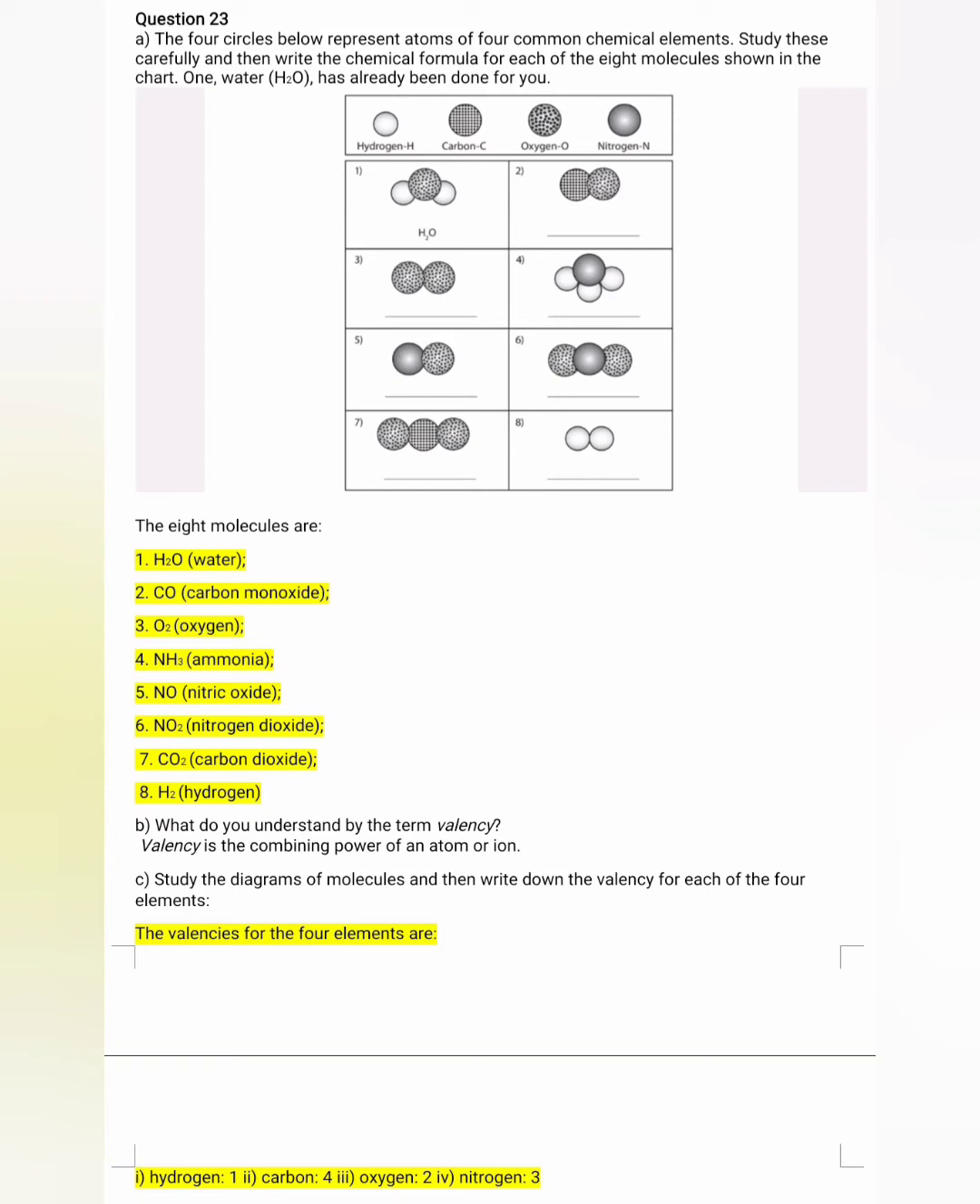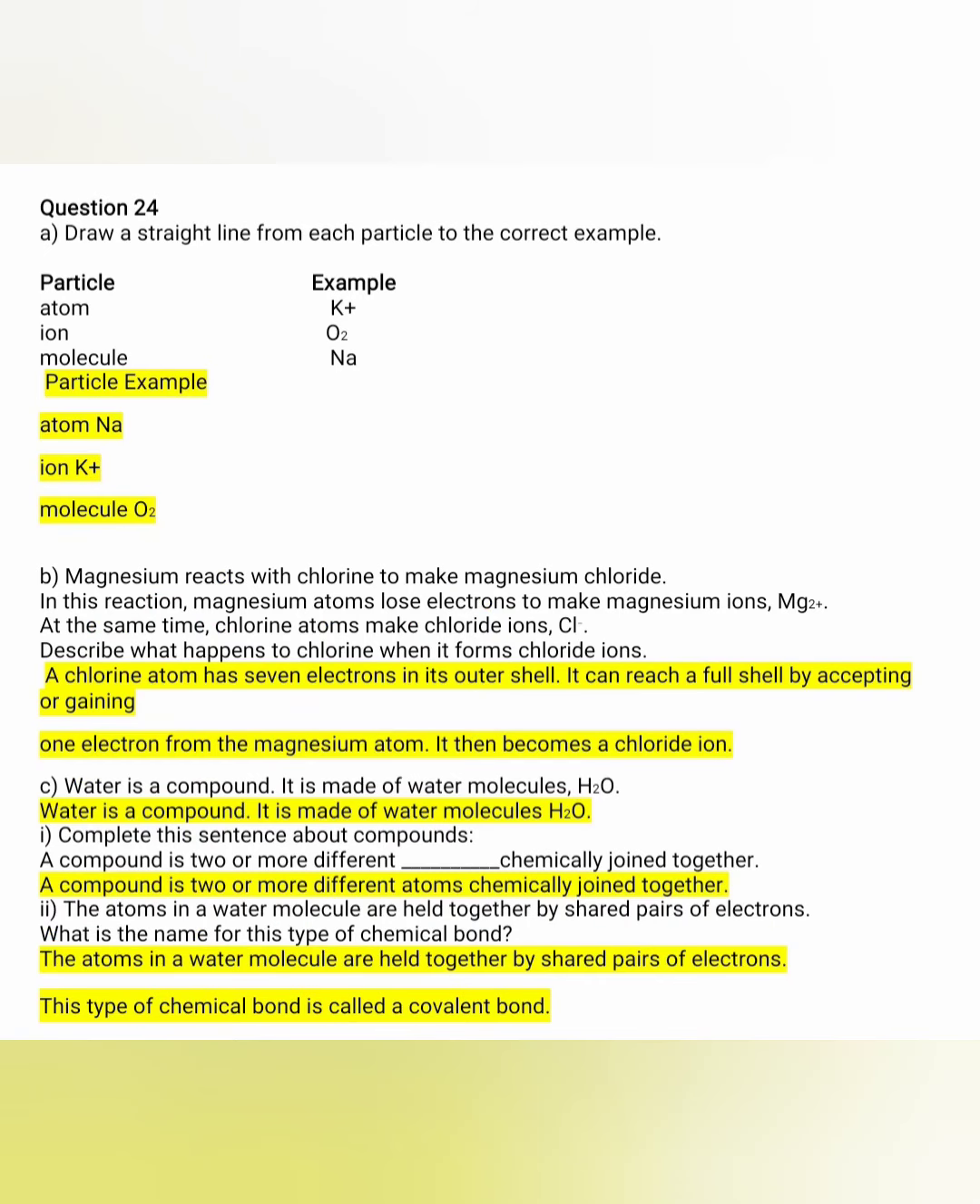So now B part, what do you understand by the term valency? Valency is the combining capacity of an element. Hydrogen valency 1, carbon 4, oxygen 2, nitrogen 3. Question number 24. Draw a straight line from each particle to the correct example. Sodium is an atom, potassium is an ion here, and the molecule is O2, oxygen, here.